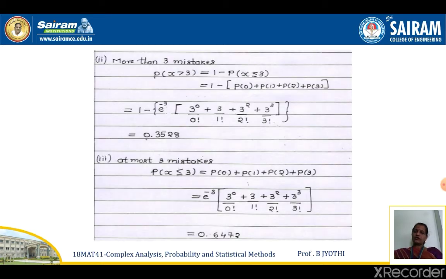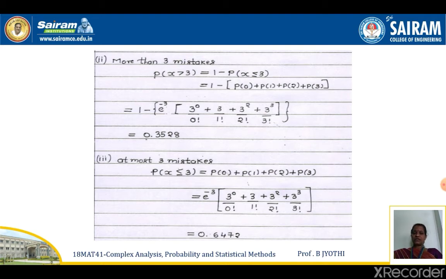Next, more than 3 mistakes. Here p of x greater than 3, meaning p of 4, p of 5, p of 6, etc. It is up to infinity. It is not actually possible for us to compute that.